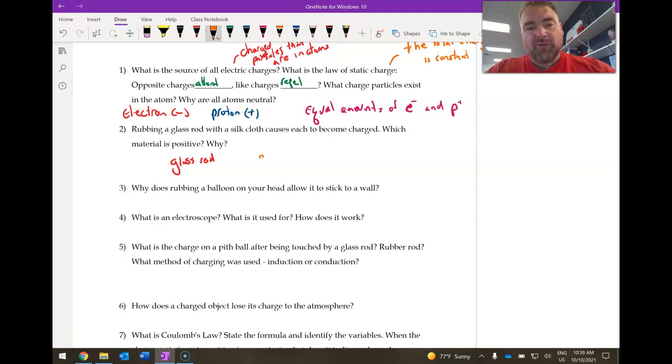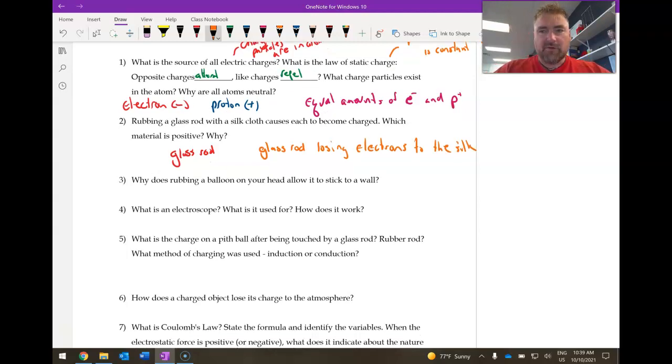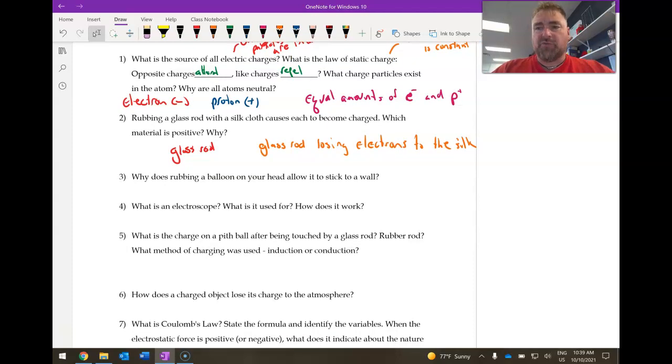In reality, we know that the glass rod is losing electrons to the silk. Again, there's a transfer of charge due to friction as you rub the two things. The silk wants the electrons more than the glass rod does, and so it rips them off. Thus, the glass rod doesn't have enough electrons, so it has a net positive charge, and the silk cloth has gained those electrons, so it becomes net negative.